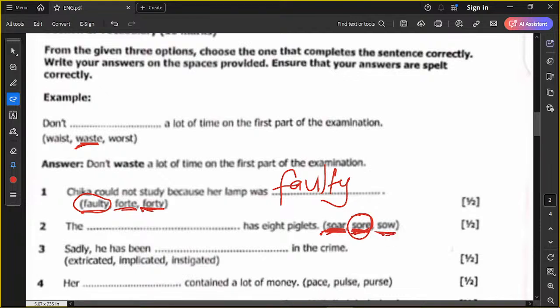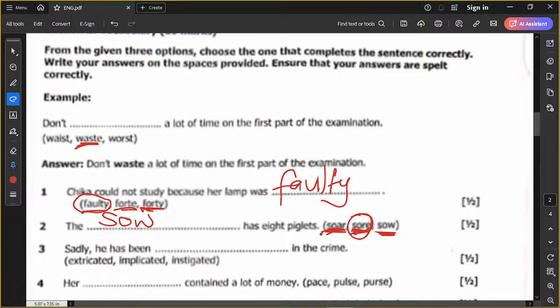Then this one is for the pig. The correct answer here is sow. The sow has 8 piglets. That is a female pig. If it was a male pig, we could have said a boar.